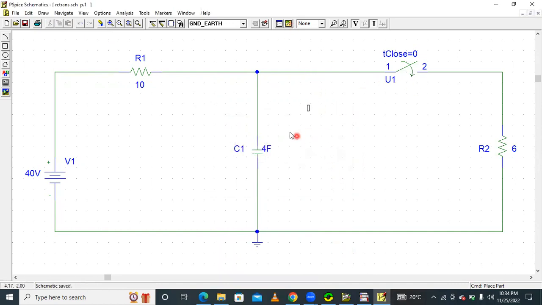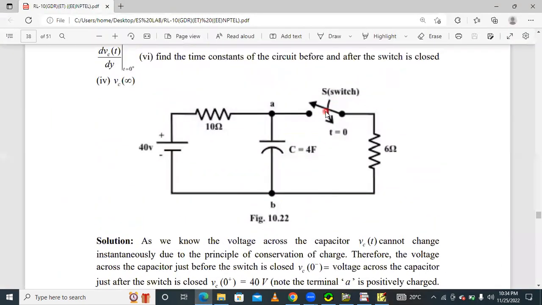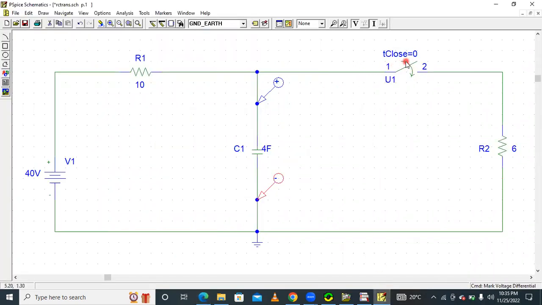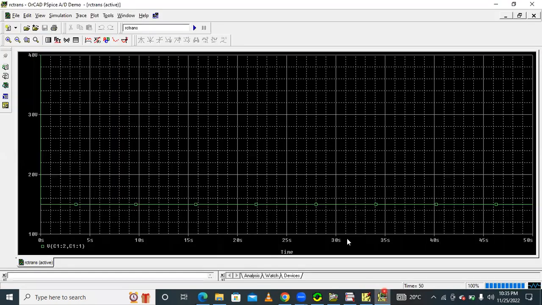Then the voltage across the capacitor, first we have to identify. Take one voltage marker, voltage difference, and connect like this. Before the switching action, at t less than 0, the switch is open. At t greater than 0, the switch is closed. That means Vc of 0 minus, the voltage across the capacitor, is nothing but 40 volts. So simulate, and we will get the voltage across the capacitor as 40 volts.